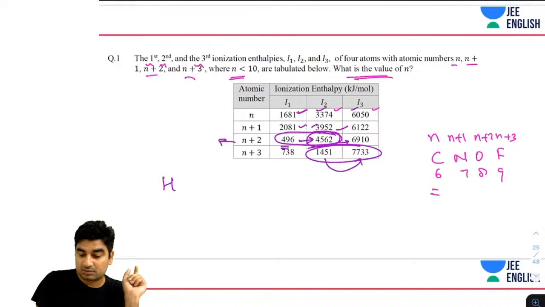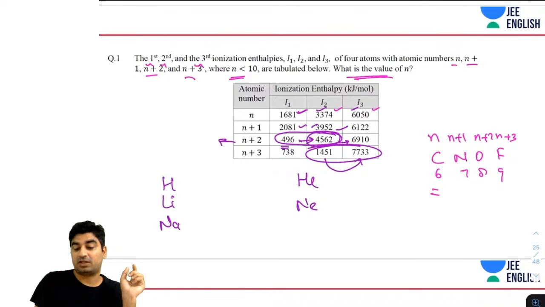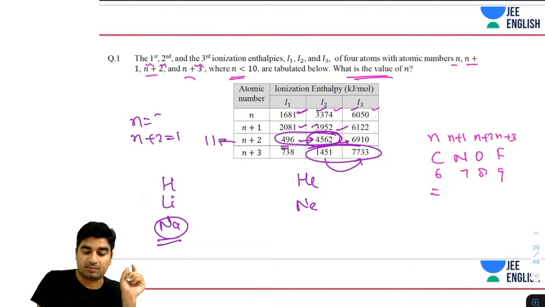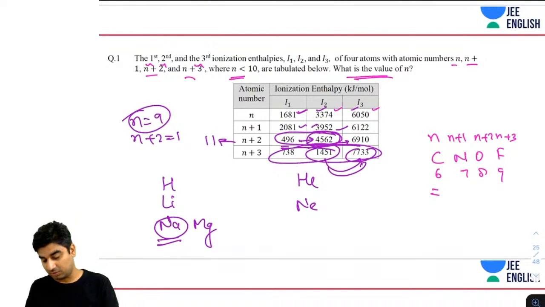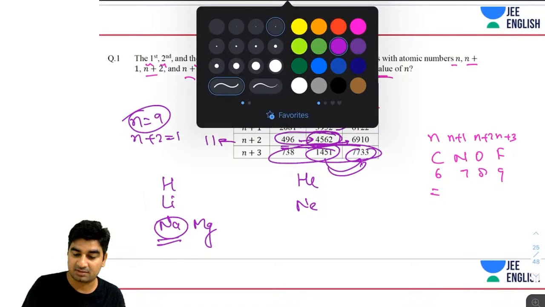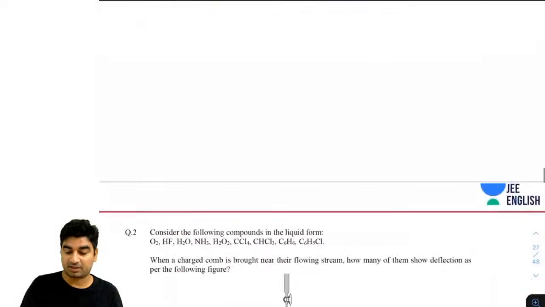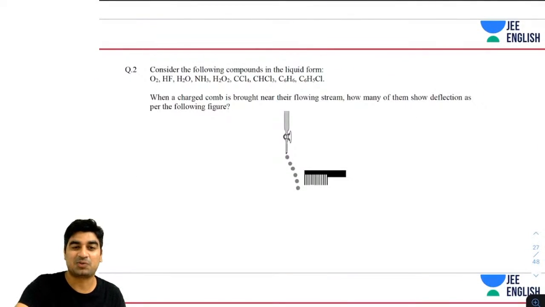So hydrogen, helium, then we have neon. So we have lithium, Na. After losing one electron, it is achieving inert gas configuration, guys. So it might be 11. So if n plus 2 is 11, guys, n will be 9. And after losing 2 electrons, it is magnesium, and it is getting a jump. So now, guys, I hope you have got the answer. Got it, guys? It was really a good problem.